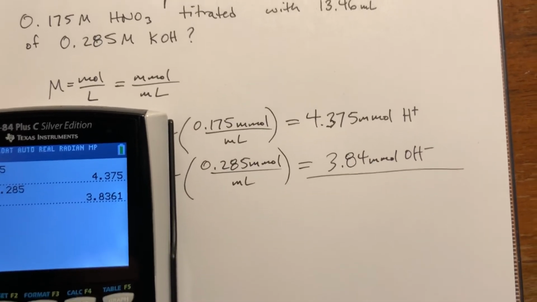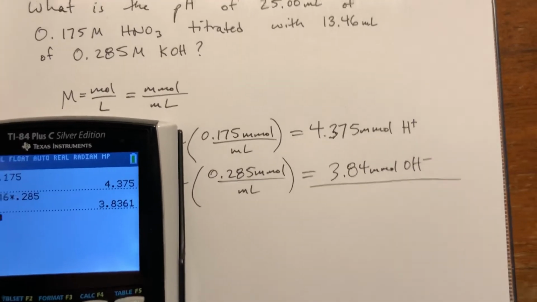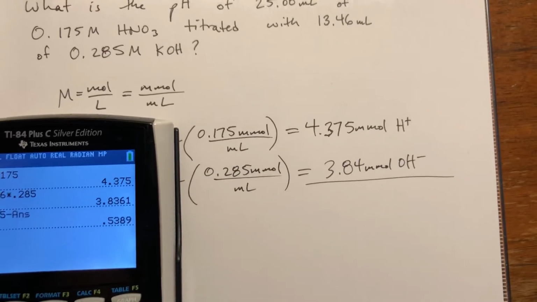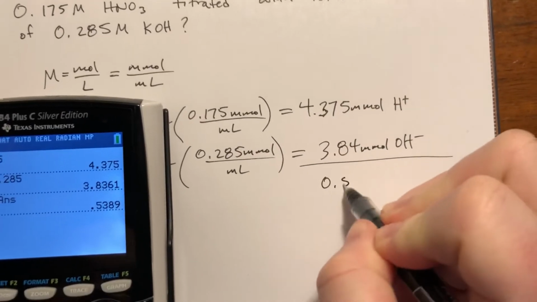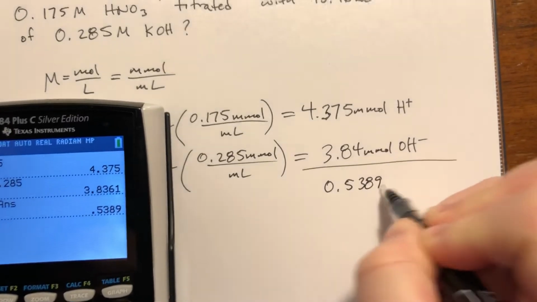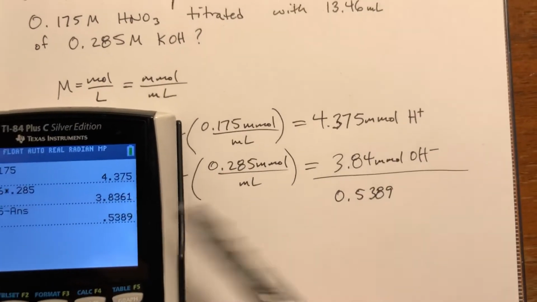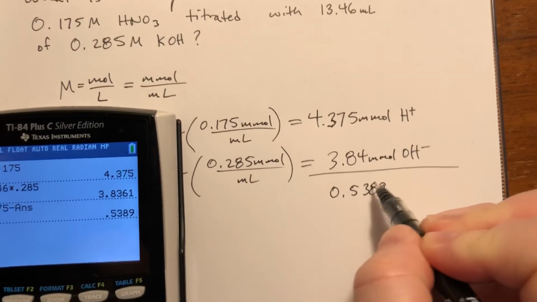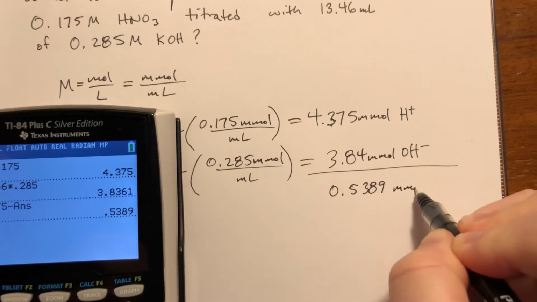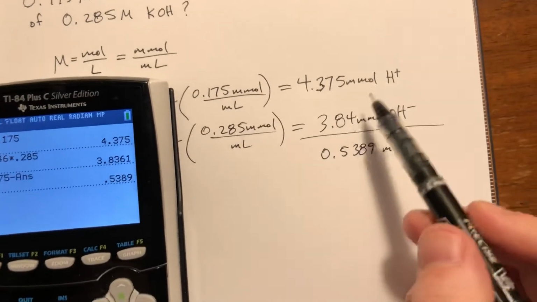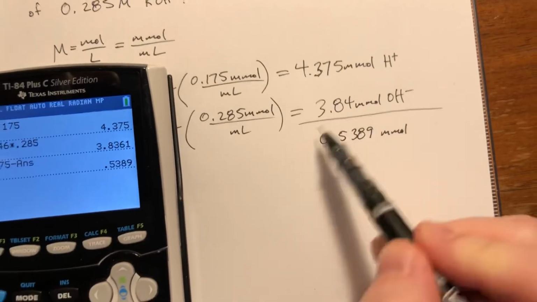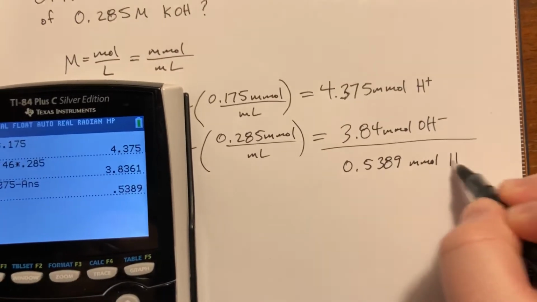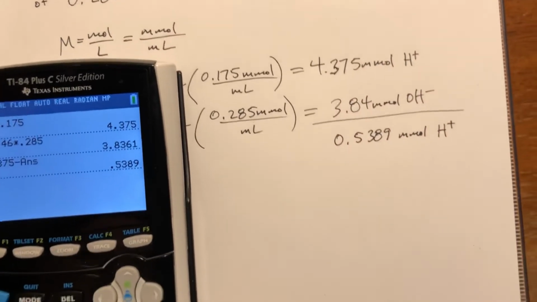So we're going to take 4.375 minus our previous answer, and it comes out to 0.5389. I didn't drop any sig figs in my calculator, so maybe I have an extra sig fig here, but it's okay. This is millimoles, and the idea is this is the amount that hasn't canceled out, and because we had an excess of H+, this is how many millimoles of H+ we have.